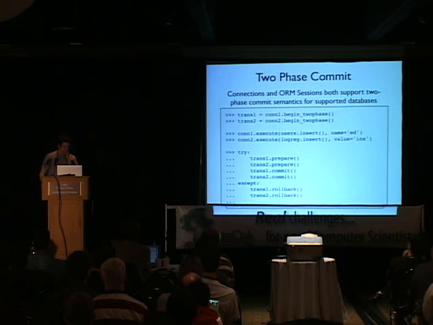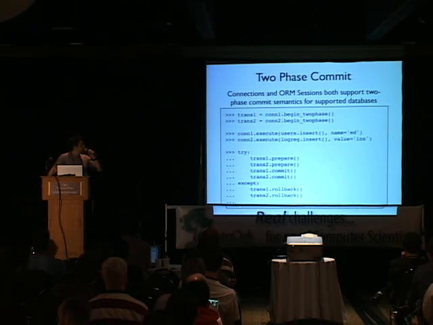The other transactional capability is two-phase. This is when you have more than one transaction. You'd like them all to commit consistently. You don't want one committing and not the other one. So here we have two transactions with two connections. Execute an insert on both connections. Then we say, trans1 prepare. Are you ready to commit?